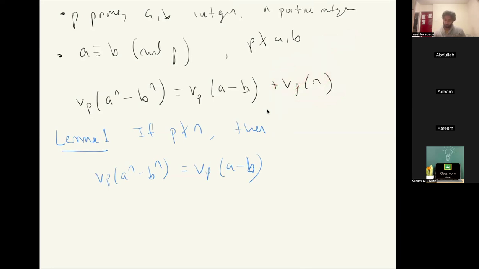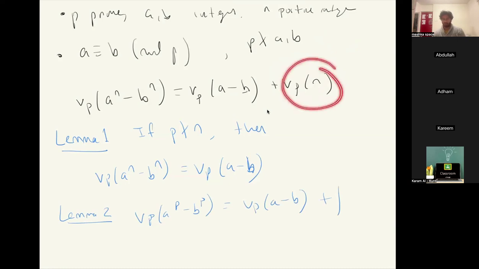And then lemma 2 is like the inductive step. It's that Vp of A to the P minus B to the P is the same as Vp of A minus B plus 1. So in that case, n is P, and so I get a plus 1 from here. And together, if I have both of these lemmas, yes.